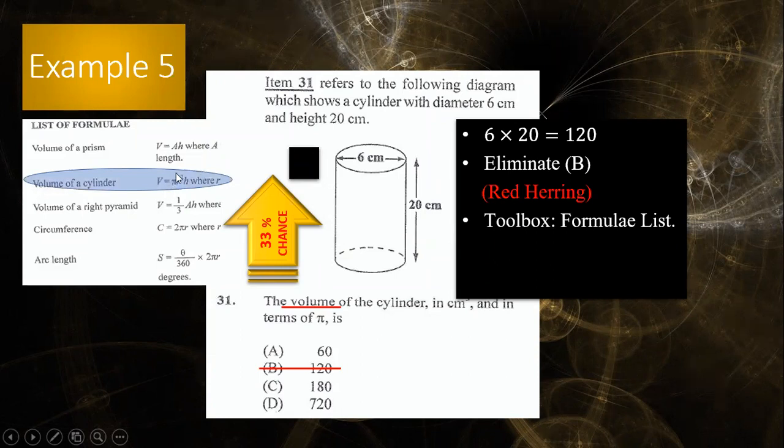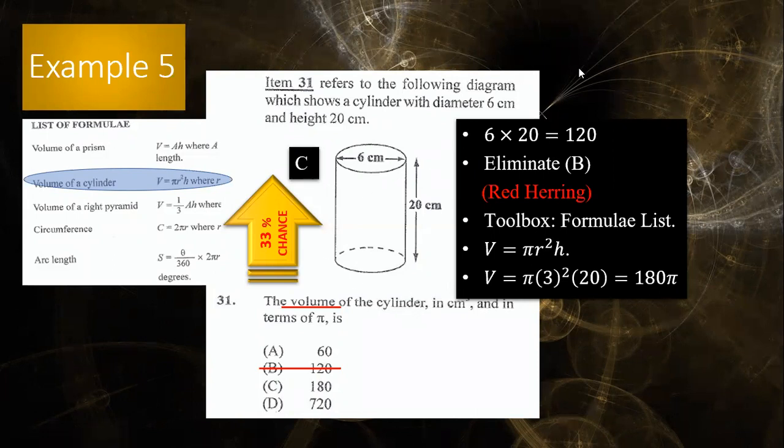All right, any questions? And in this case, it's going to be V is equal to pi r squared h. And r is going to be the radius. So it's going to be pi by 3 squared by 20, which is 180 pi. So the answer is C. Any questions here? Put a 1 in the chat if you're following. Hey guys, awesome.